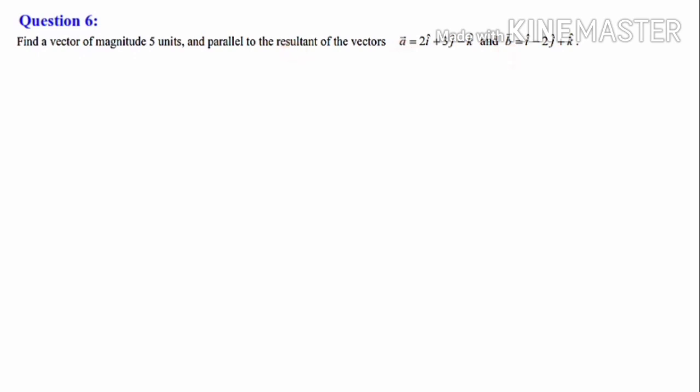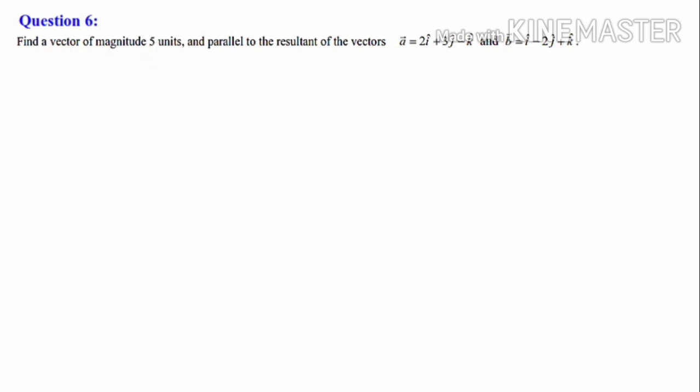Once again, first of all, we have to find A plus B, then you will get the resultant vector. Then we have to find the modulus of A plus B. After calculating the modulus of A plus B, we have to find the unit vector of A plus B. That time you will get the unit vector which is parallel to A plus B. Then if you multiply that unit vector with 5, you will get the parallel vector whose magnitude is 5 units.